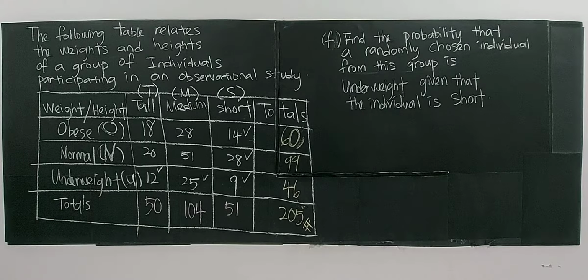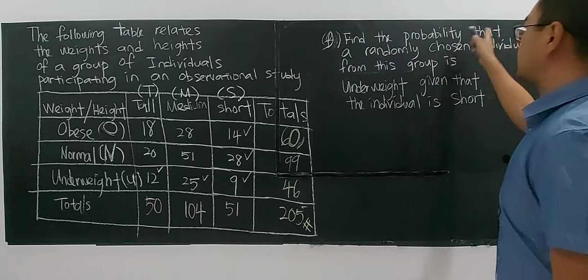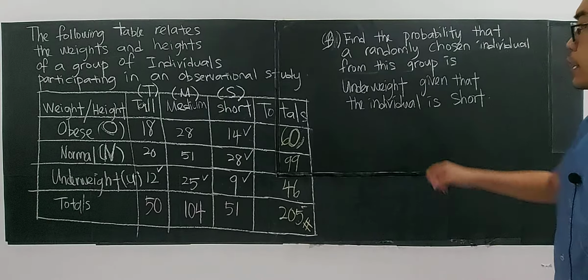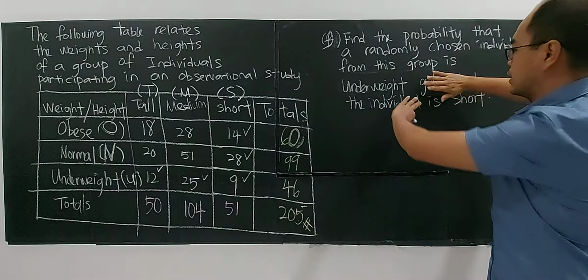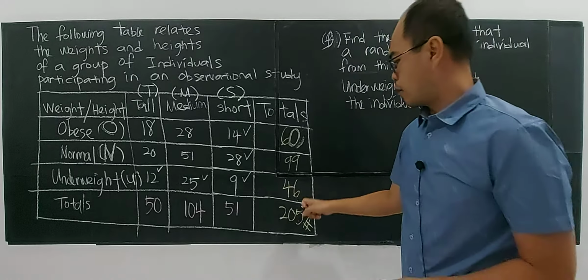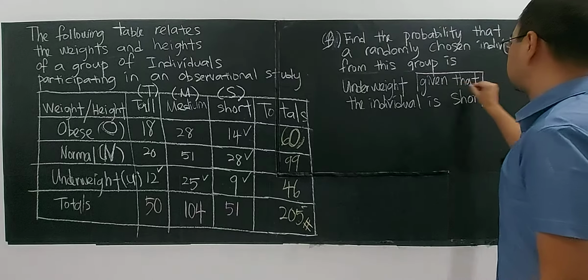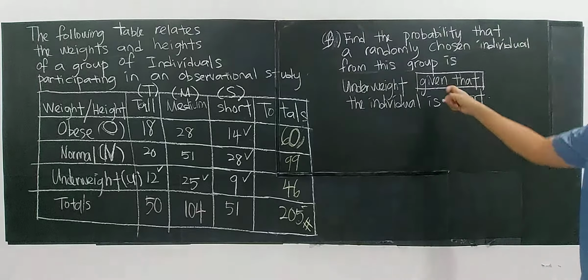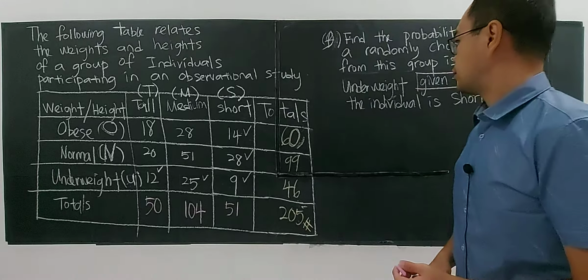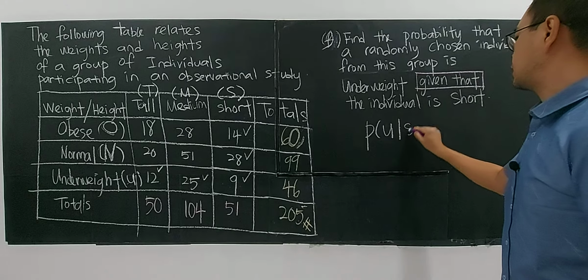Okay, let's look at this question. Sorry, this is part G. Find the probability that a randomly chosen individual from this group is underweight. If the question just said underweight, then it will be 46 out of 205. But they said given that, that's the conditional probability. It means there is a condition: given that the individual is short, so it will be underweight given that the person is short.